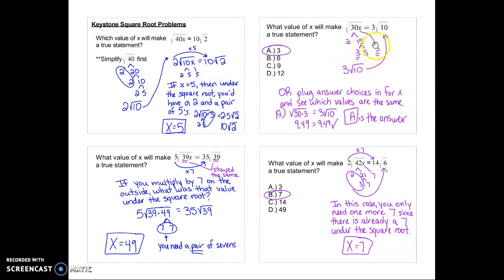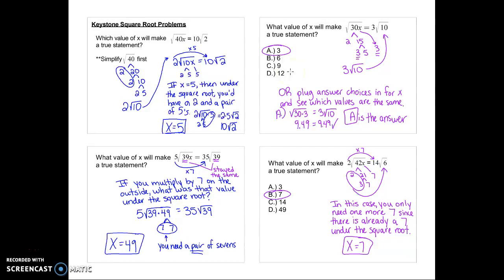All right, that gives me a pair of 3s, so I get a single 3 on the outside. I have a 2 and a 5 left over, which is my square root of 10, which matches what I was given originally. Another choice you have is you could plug in these answer choices for x and see which ones give you the same values.